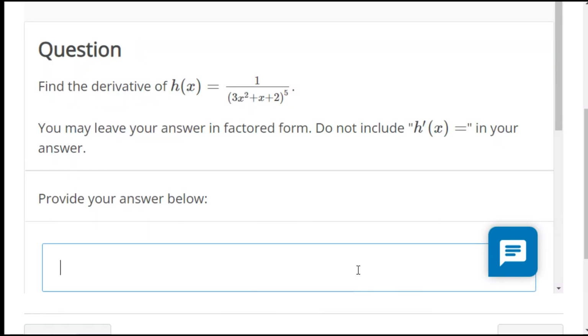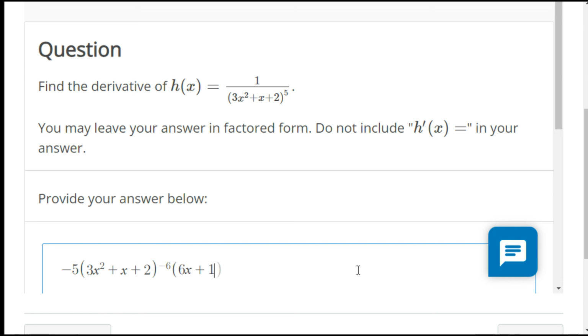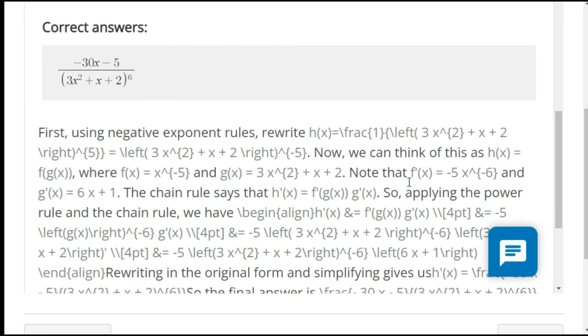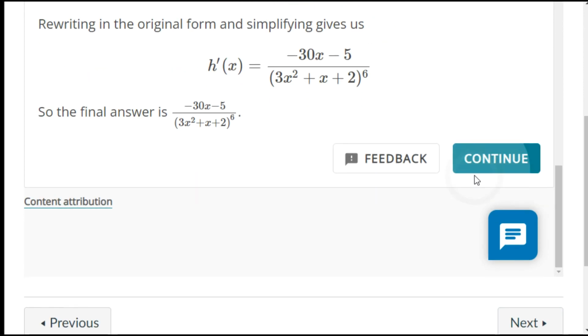So let's type it in, make sure everything's hunky-dory. Alright, 3x squared plus x plus 2 to the power of minus 6, and then times quantity 6x plus 1. Awesome.